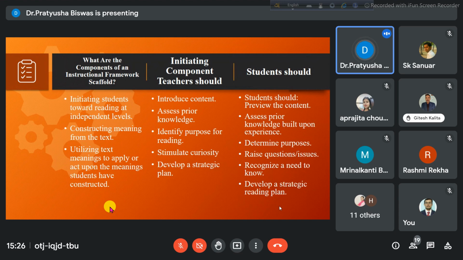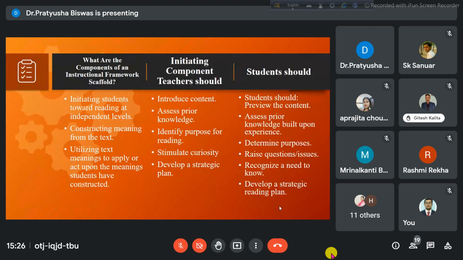Is Ankita present? Ankita is not there. Can I ask Chandanji? Chandanji, can you see the screen?